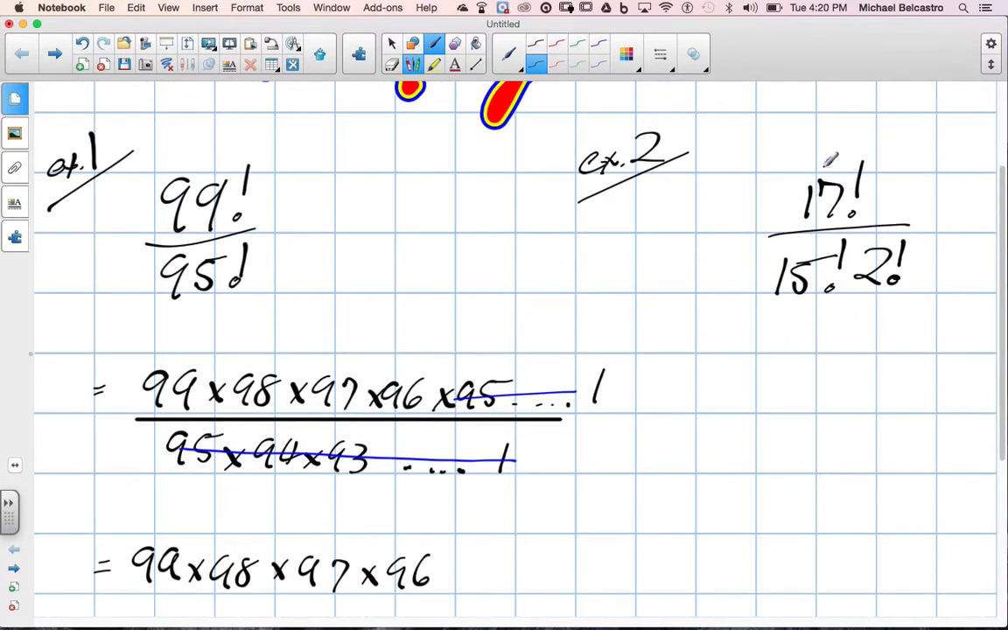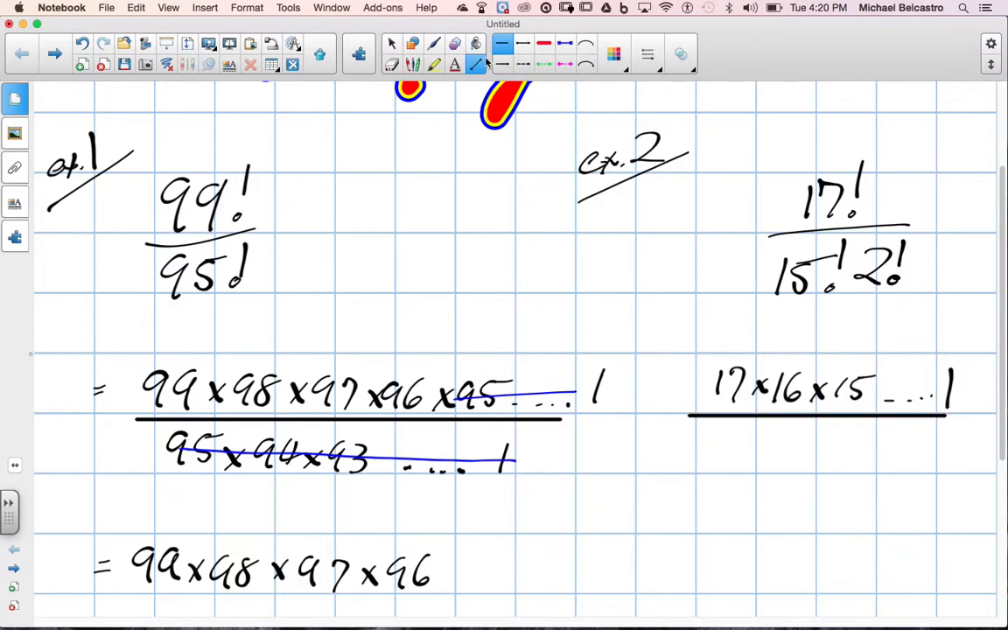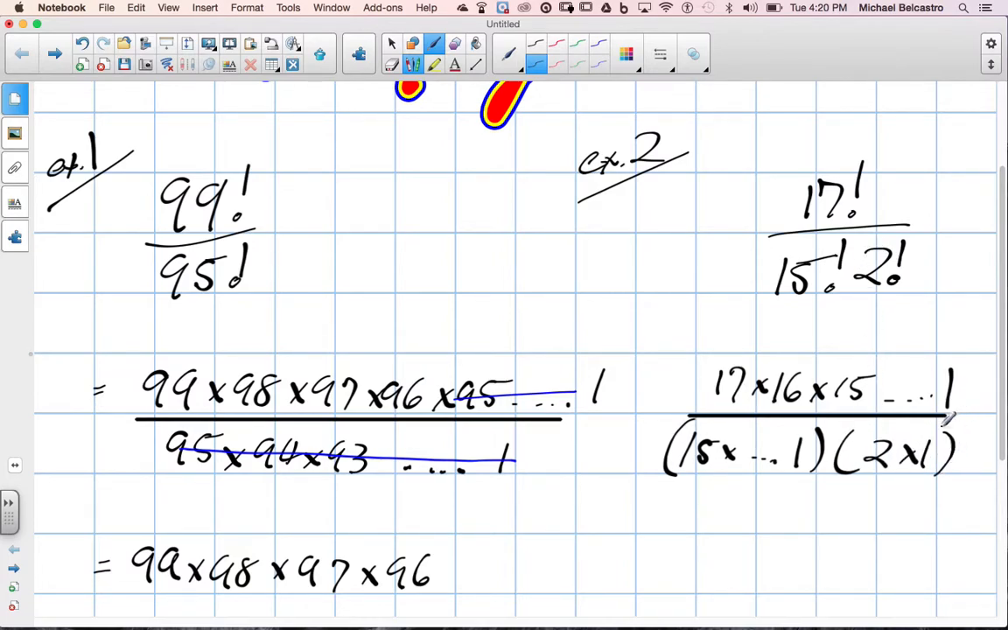And with that being said, our second example. We know that this is going to be 17 by 16 by 15 all the way down to the number 1. And it's going to be divided by, and we have 2 factorials here, 15 all the way down to the number 1, and then that's going to be multiplied, when they're written beside each other, by 2 times 1. And 2 times 1 is essentially just the number 2, right?